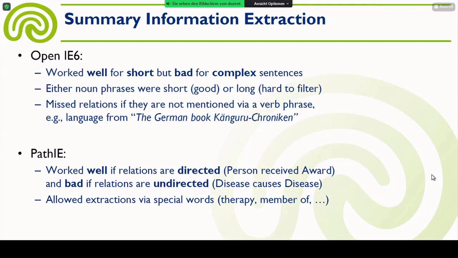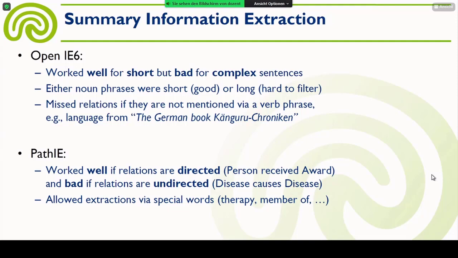A different method which we investigated was path-based information extraction. Given two entities in a sentence, we compute the dependency path of the sentence, so the grammatical structure. And if they are connected via verb phrases or some special keywords, then we do an extraction. For example, "Metformin is used in a treatment for diabetes." Treatment could be a word of interest for us, then we do the extraction. They are connected via this phrase.